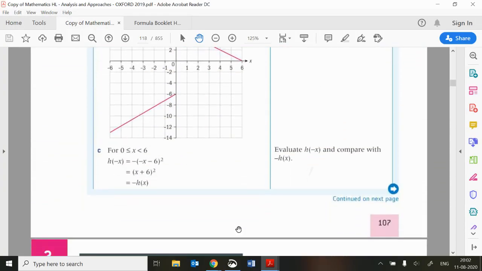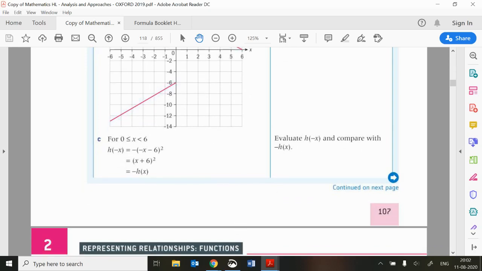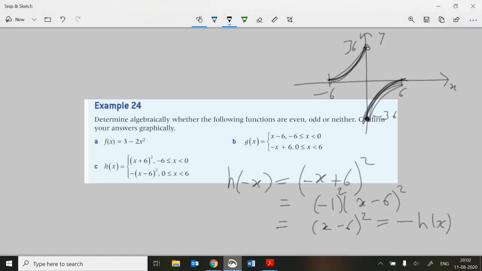Let's see what they're saying. They're saying for x is between 0 and 6. Oh, they've taken the positive x numbers. So they've actually taken the second part of the function. Let's have a look at that. They've put in x of minus x in this section. So they've said, okay, I can see that that's minus x minus 6, and there's a minus in front. All I've done is replace the x with a minus x there, and then they've squared it.